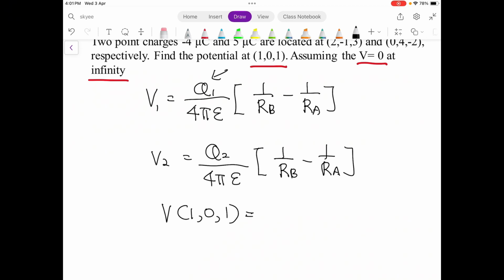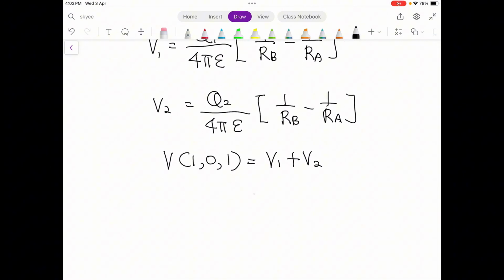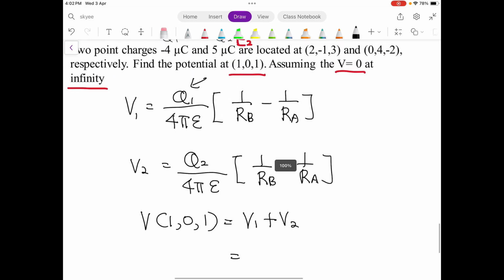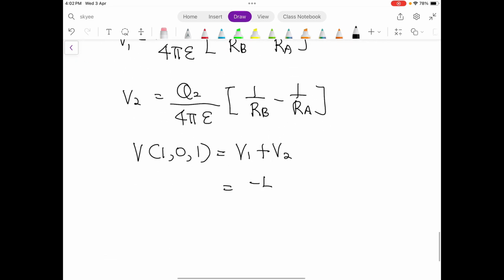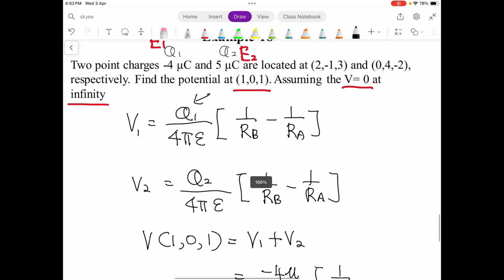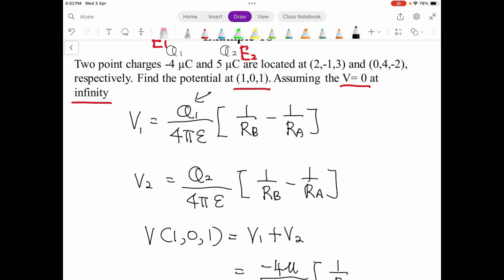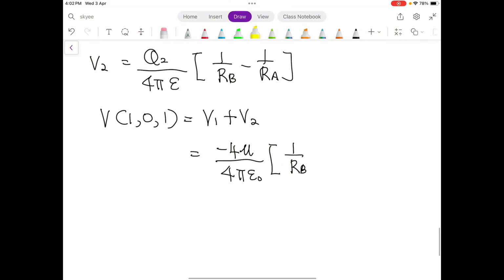Okay, so the potential at 1, 0, 1 will be the summation of V1 and V2. Let's do it slowly. So for the V1, we know that it is from the Q1. Q1 is negative 4 micro over 4 pi epsilon naught. So the RB over here would be equal to the distance between the observation point, the point that you want to find the potential, and also the location of your Q1.